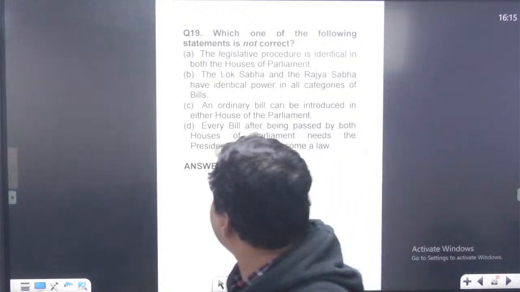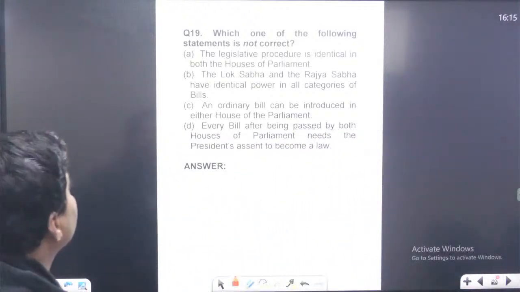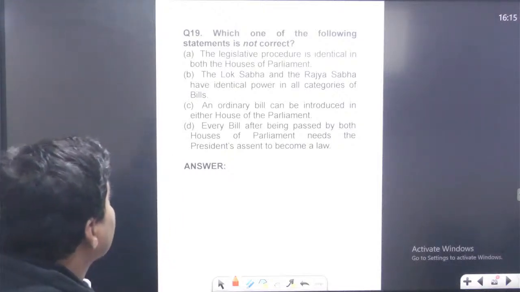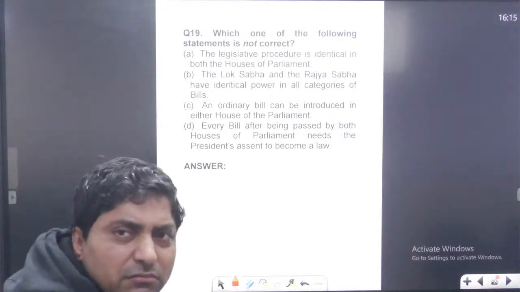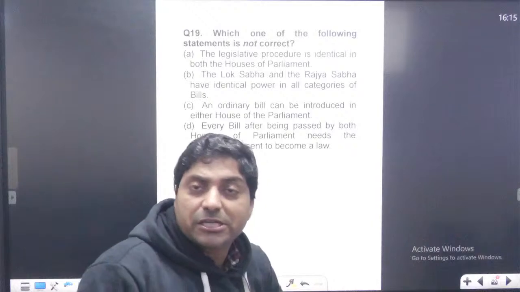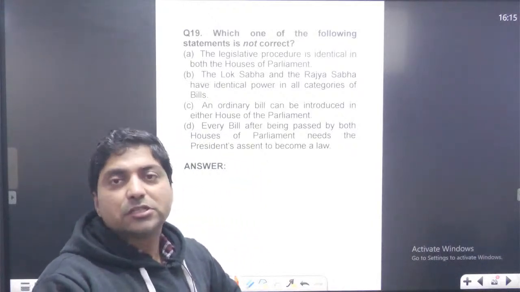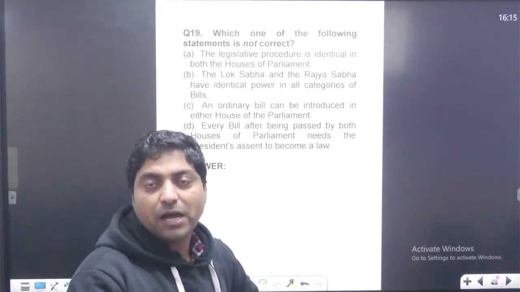Now look at the next question. Which one of the following statements is not correct? The legislative procedure is identical in both the Houses of the Parliament. The legislative process or the process of lawmaking is identical, it is similar in both the houses, Lok Sabha as well as Rajya Sabha.